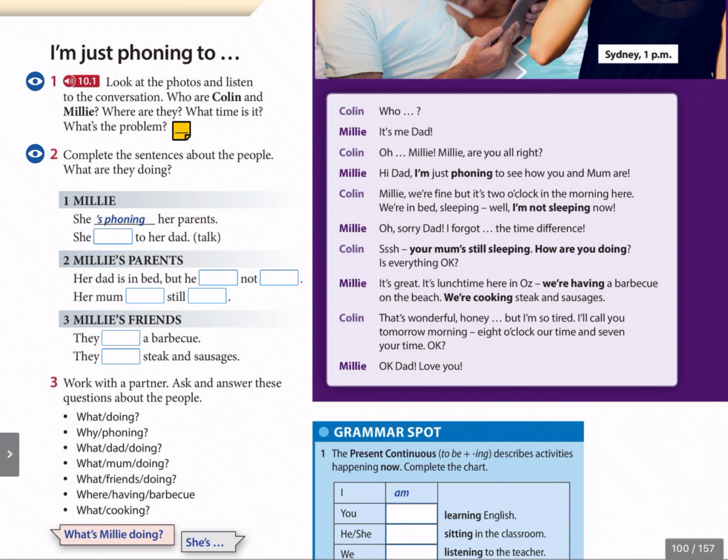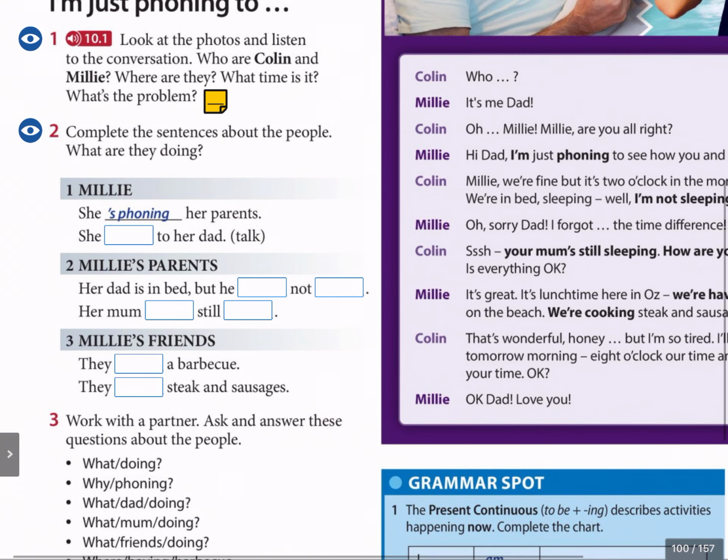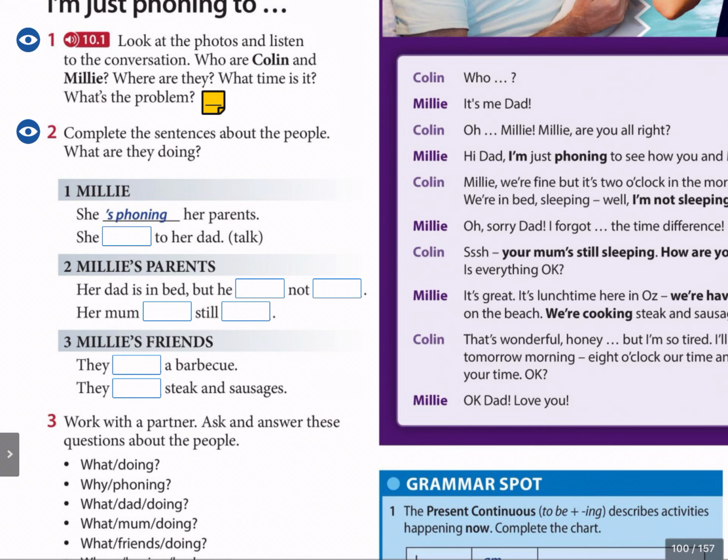Okay, let's just look at the sentences we've got on the left hand side. She's phoning her parents. We are talking about Millie. The infinitive in the second sentence is talk. So we need to use she is talking to her dad. About Millie's parents, we can say her dad is in bed, but he is not sleeping. Her mom is still sleeping. So we have an adverb, which is still, and we put it between the auxiliary to be and the main verb.